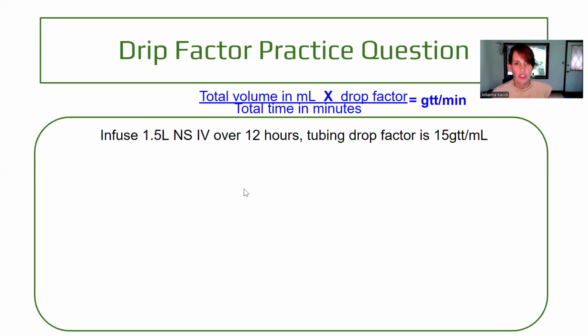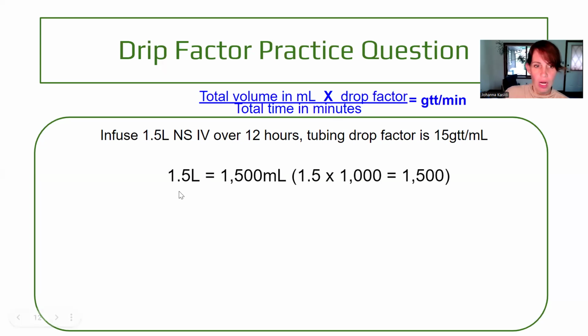Okay, let's do another one, just for practice. So pause the video, see if you can do this one yourself, and then we'll go through it. Okay, infuse 1.5 liters of normal saline over 12 hours. Now, this 1.5 liters and 12 hours are different because we're looking for milliliters and we're looking for minutes. So there's a couple conversions we have to do before we can do the problem. So let's go through it.